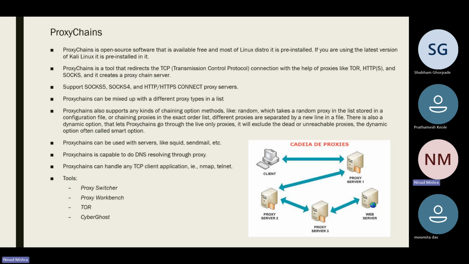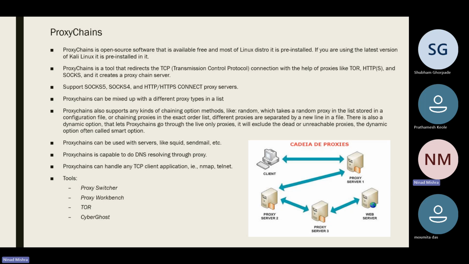So it supports any kind of chaining option methods like random, which takes a random proxy in the list stored in the configuration file, or chaining proxy in the exact order listed. Different proxies are separated by a line in the file. So basically, these are all maintained in a file. These are not just random ones. These are all the servers that are present there, and all are mentioned in the configuration file.